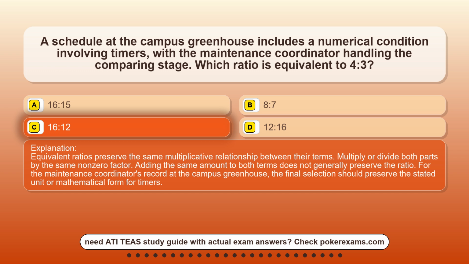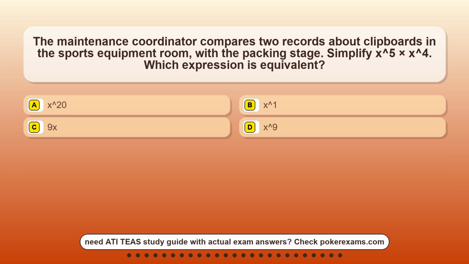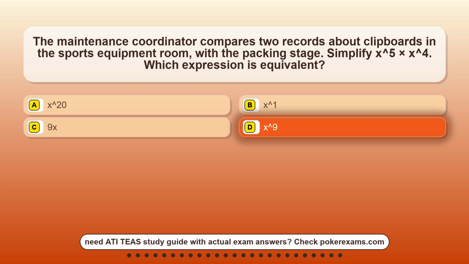for timers. Question 17. The maintenance coordinator compares 2 records about clipboards in the sports equipment room with the packing stage. Simplify x⁻⁵ times x⁻⁴. Which expression is equivalent? Option A, x⁻²⁰. Option B, x⁻¹. Option C, 9x. Option D, x⁻⁹. The correct answer is option D, x⁻⁹.